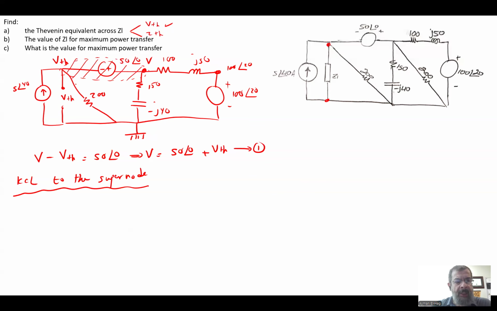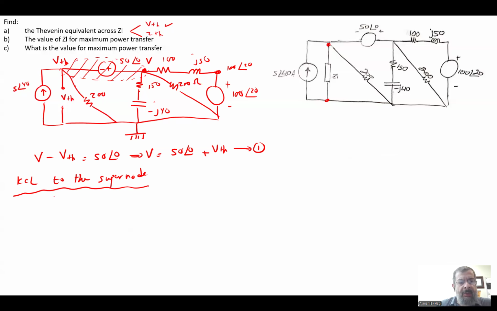So we'll have 1, 2, 3, 4. Here, okay, I forgot this one. Sorry, this is a 200 ohm. Okay, this will not impact the first equation.